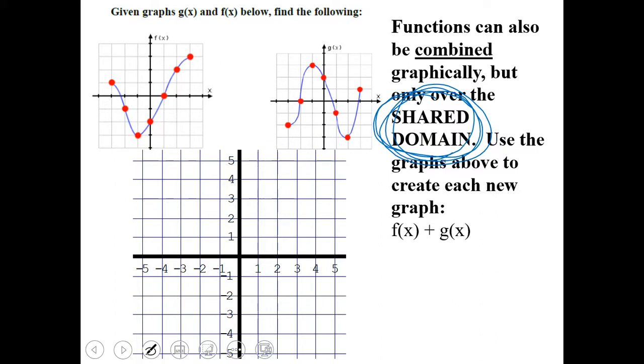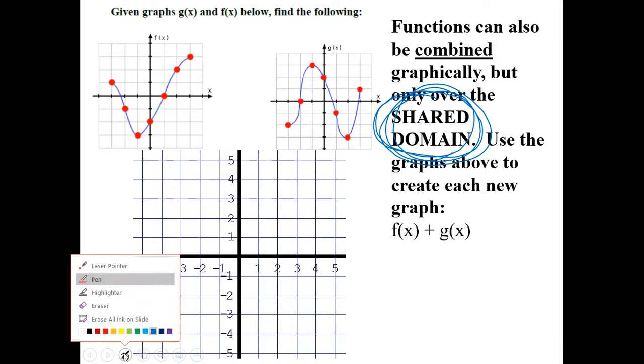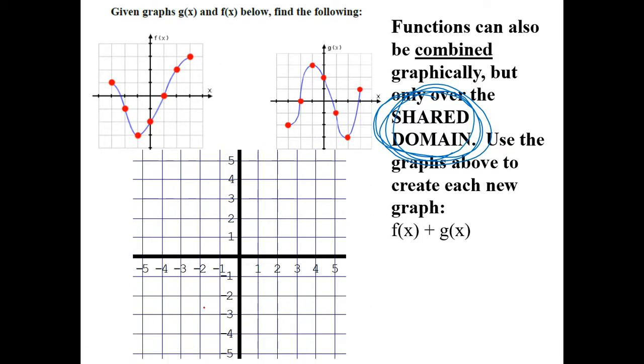So if you go back and take a look at these two functions here, both of them are only defined from -3 to 3. So because both of these functions are defined from -3 to 3, that means that I can add them together for all of those values. If the f function, for example, was only defined for half of those values, I'm only allowed to add them up where they both exist. If only one exists, I have to leave that out.